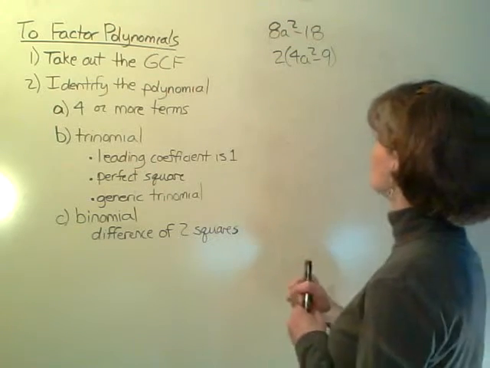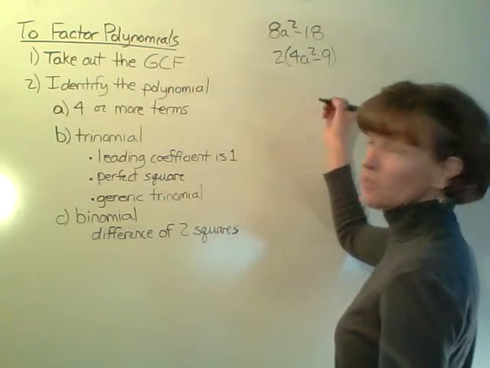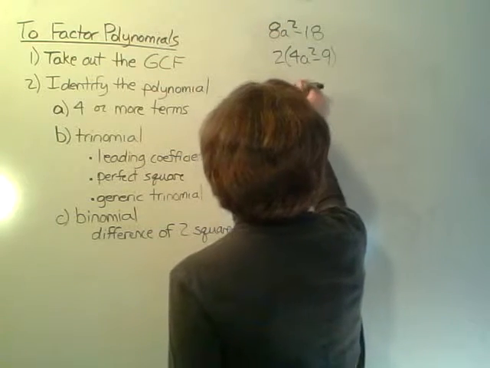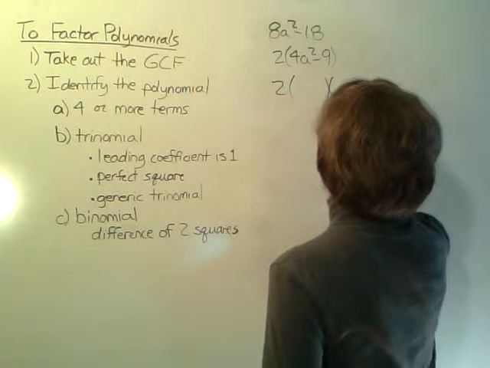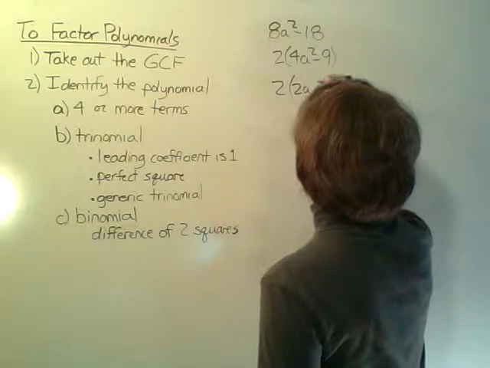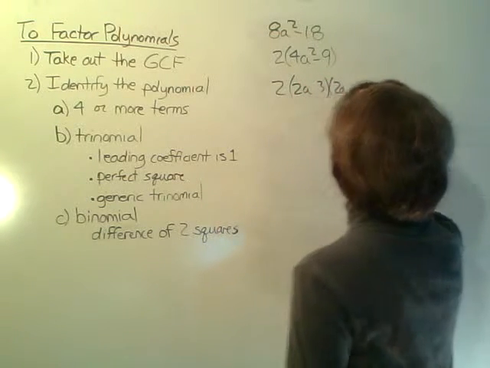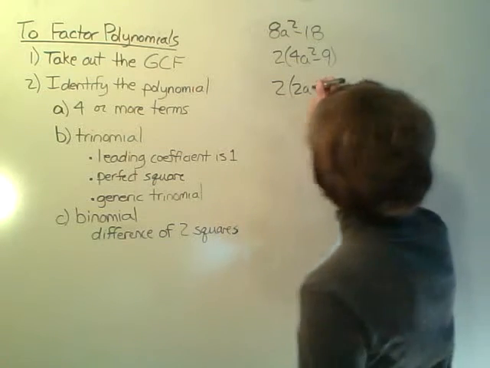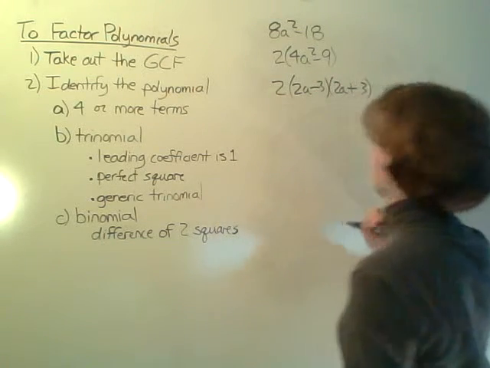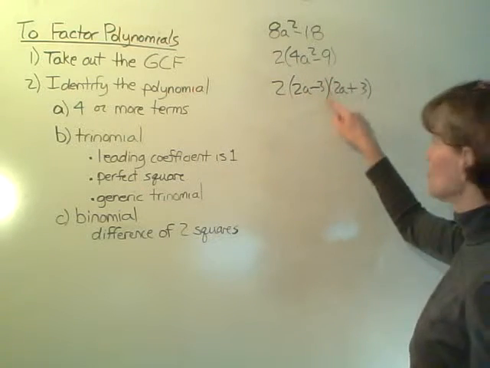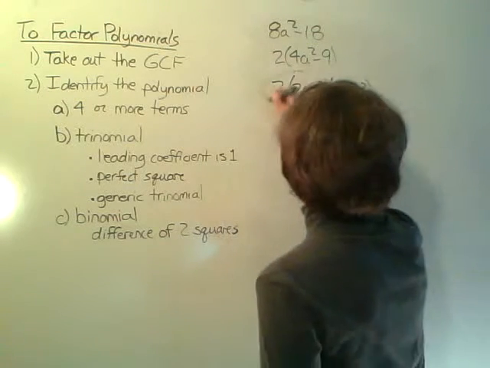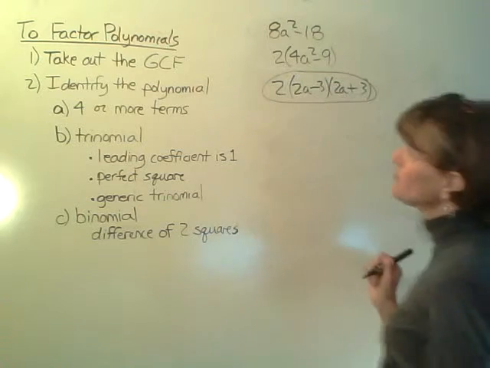This is a difference of 2 squares. 4a squared is a perfect square. 9 is a perfect square. So my binomial factors into 2 factors that are almost identical. 2a and 3 sit in these spots, but then one of them will have a minus sign and the other will have a plus sign. You just put the square root of the first term in the first place, the square root of the last term in the last place. Here again, it does not matter what order those are in.